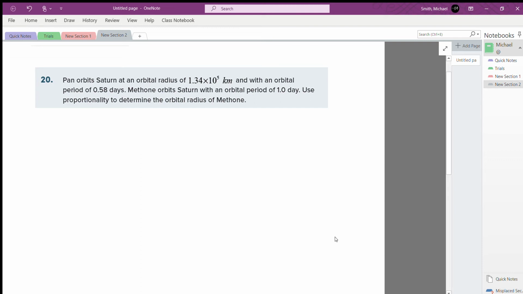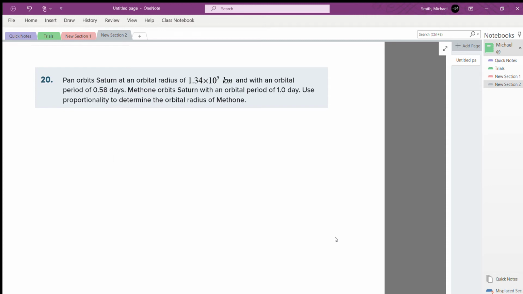This is question 20 from the SACE Stage 2 Physics course companion in Chapter 1.3 Circular Motion and Gravitation. Pan orbits Saturn with an orbital radius of 1.34 times 10 to the power of 5 kilometers and with an orbital period of 0.58 days. Methane orbits Saturn with an orbital period of 1 day. We need to use proportionality to determine the orbital radius of methane.